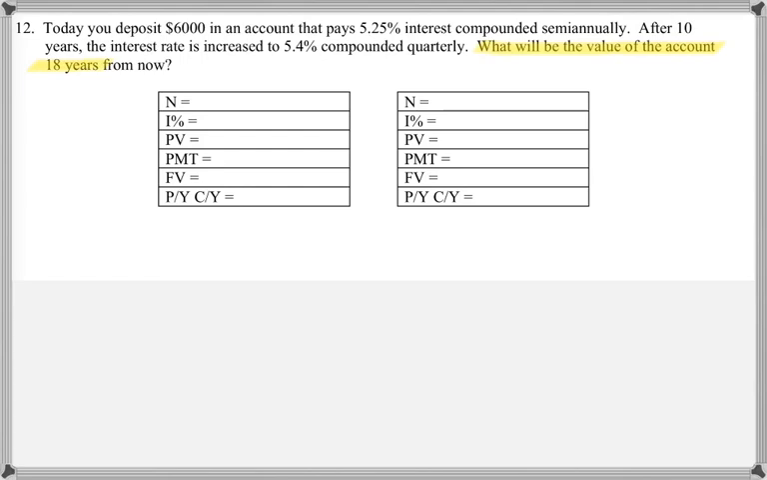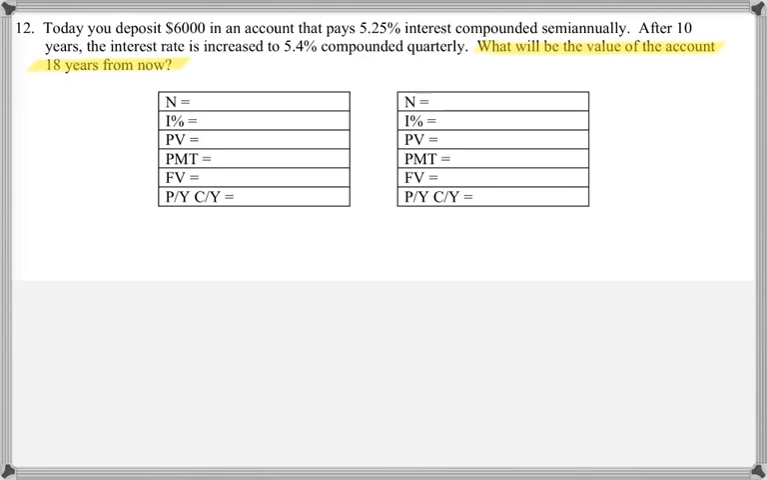So they want to know the value of the account 18 years from now. And this is going to be a two-part question because after 10 years, there's an increase to our interest rate as well as to the compounding.